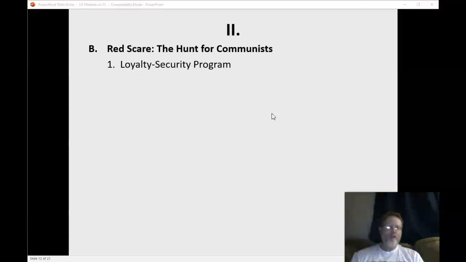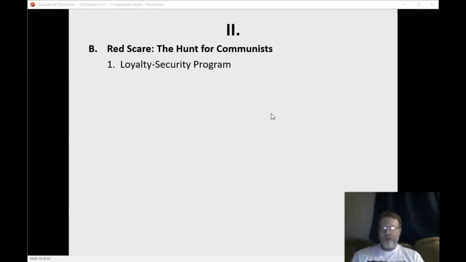We know today there was a lot of Soviet influence in our government in the 20s and 30s and 40s. However, most of that seemed to have been washed out by the 50s. But many people don't believe that. Many people in the 40s and 50s believe the Soviets are still in our government, spying on us and influencing our government. And this leads us to the Red Scare: the hunt for communists in the United States government and in business, not just government.